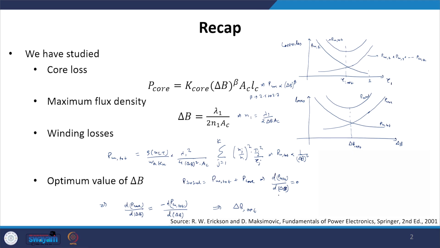Along with that, we have also seen that in the winding losses there is a term called gamma j, which is the fraction of the area allotted to that particular winding. Since we have windings going from 1 to k, for every winding there will be a fraction of area allotted in the window area of the transformer core.